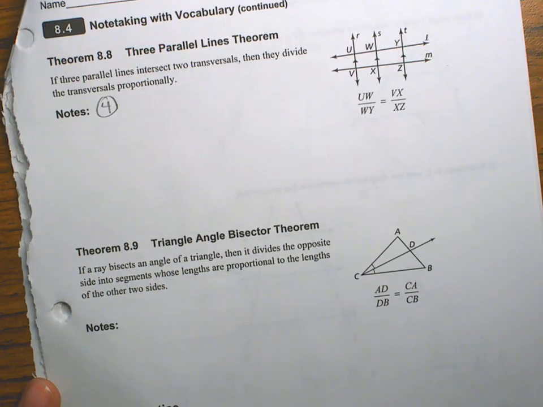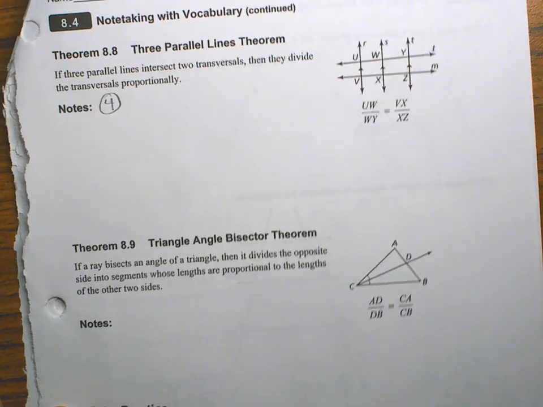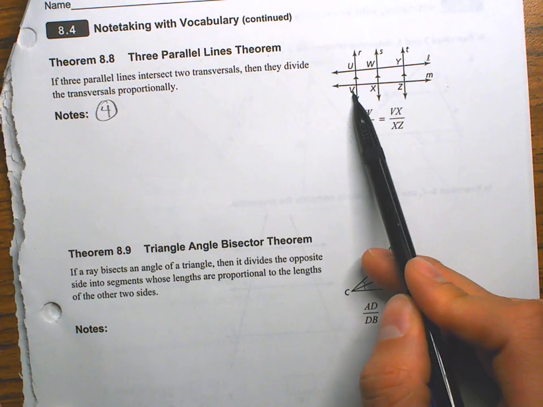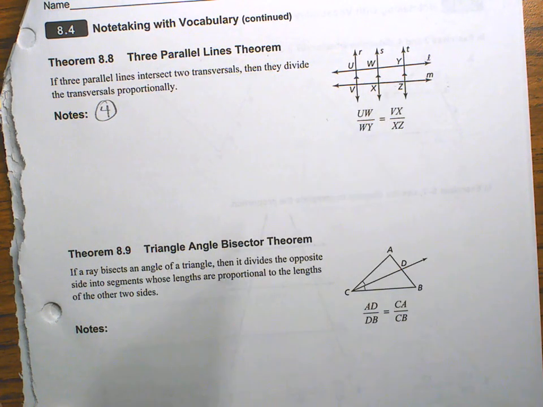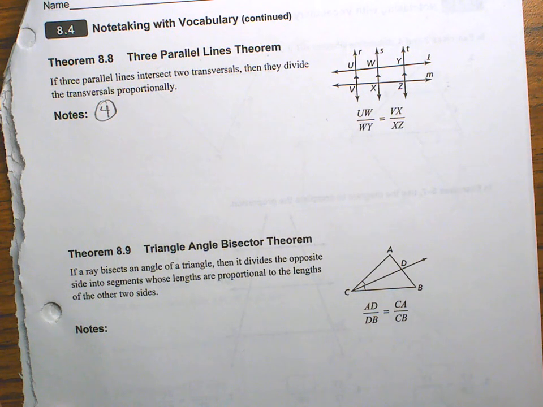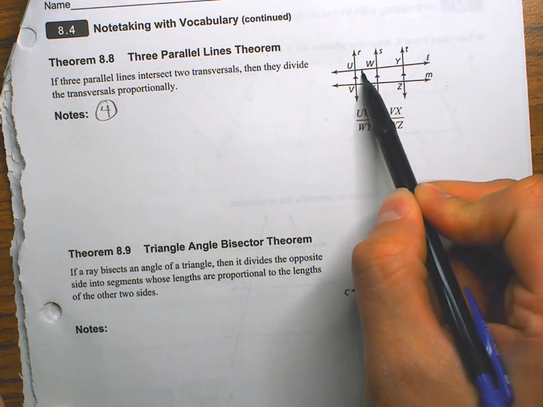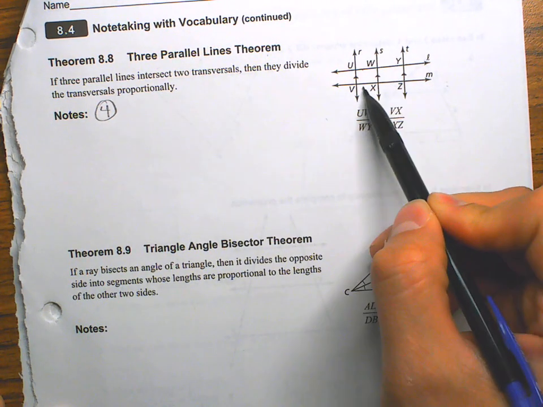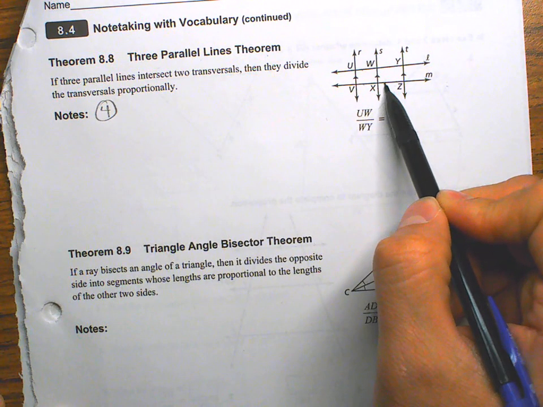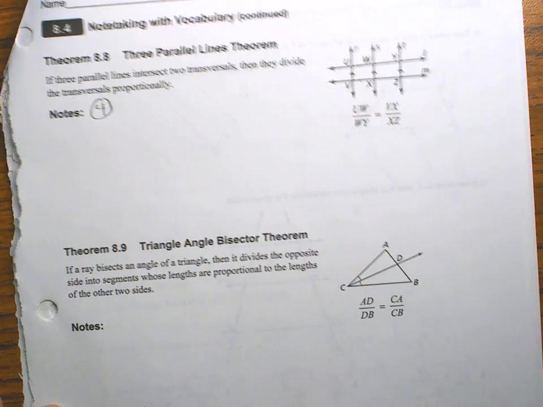Example 4 is going to go right there. Now, this is the three parallel lines theorem. If you have a set of three lines that are parallel, cut by two different transversals, the segments created by those intersections are going to be proportional. So UW is to WY as VX is to XZ. And we're going to be applying that in just a bit.